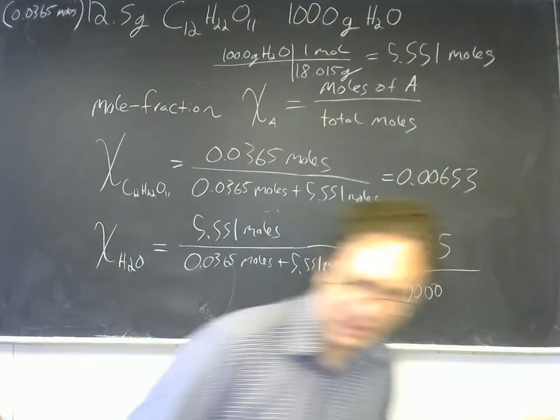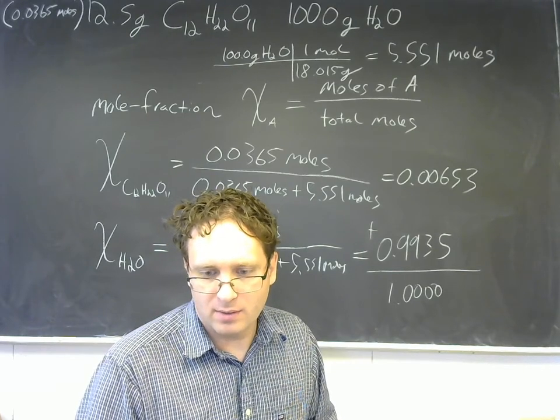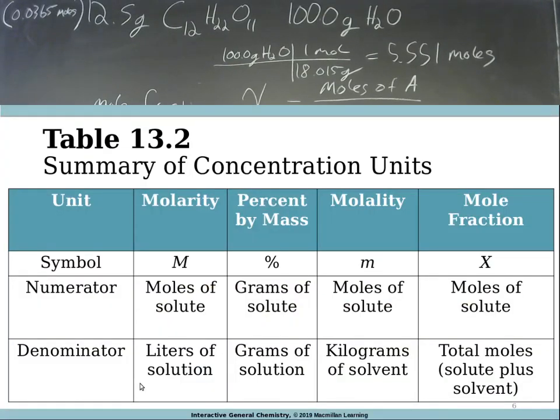So we can summarize these concentration units. There they are. Molarity we're already familiar with. Moles of solute over liters of solution. Percent by mass is grams of solute over grams of solution. Molality is moles of solute over kilograms of solvent. And the mole fraction is moles of solute over total moles. That's the solute plus the solvent. And we'll be using these new concentration units as appropriate in future sections.